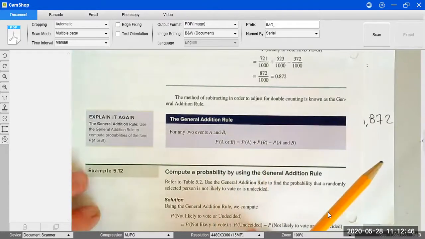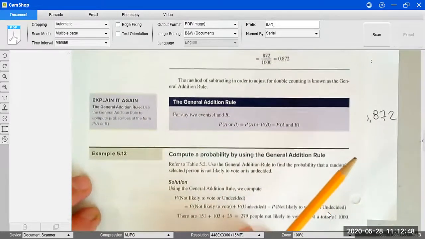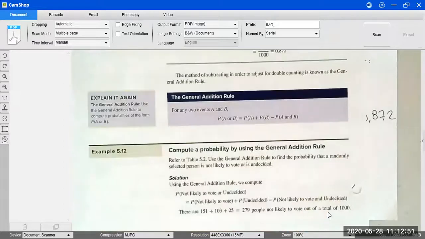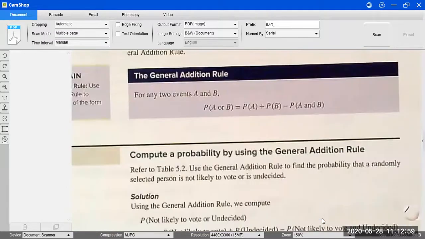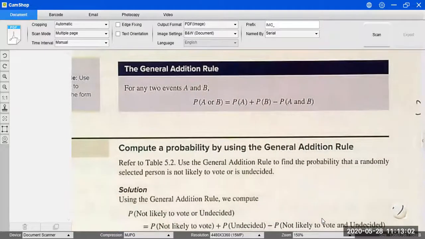So we're going to work now the next problem, example 5.12, and now we're going to use the addition rule. It's going to be the same problem, but now we're going to use the formula. So we're going to refer to the same contingency table as before, and now we're going to use the general addition rule to find the probability that a randomly selected person is not likely to vote or is undecided. So now the events are different, and the method is also different because now we're going to use the formula. So that is the problem.